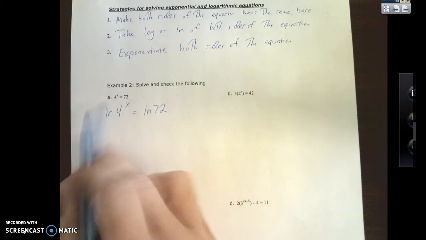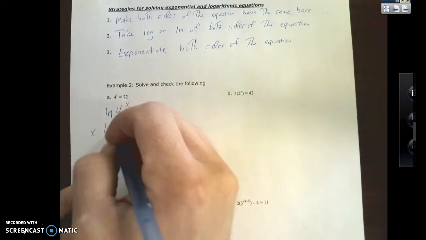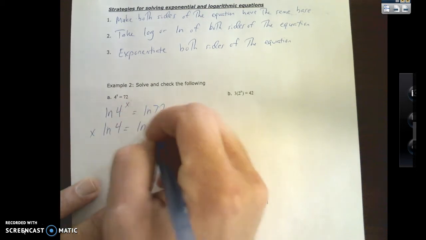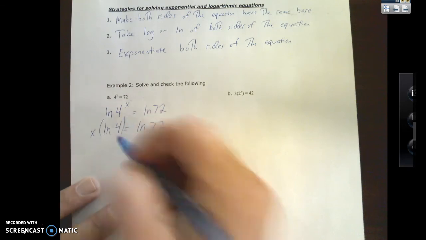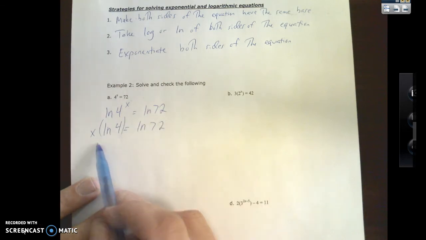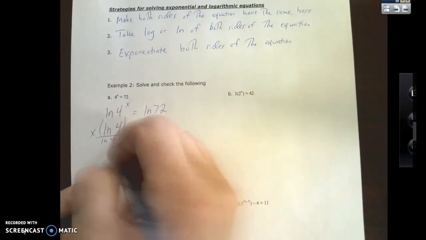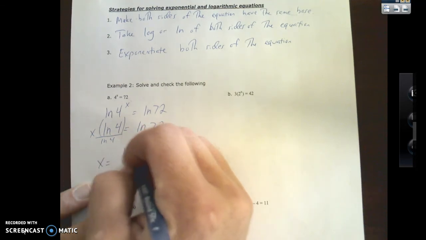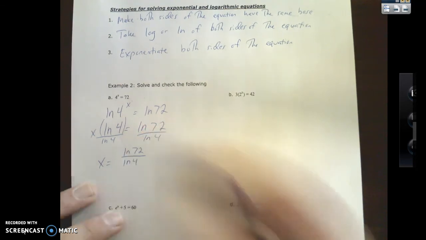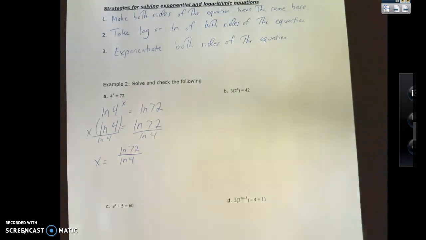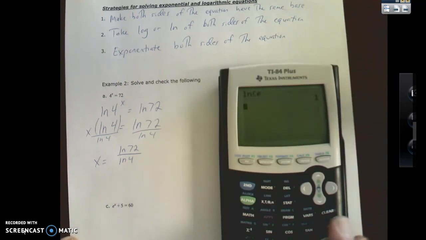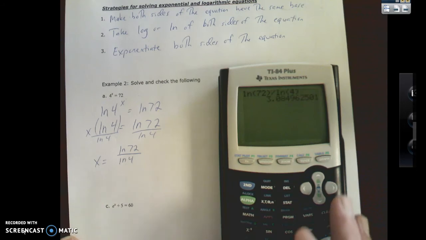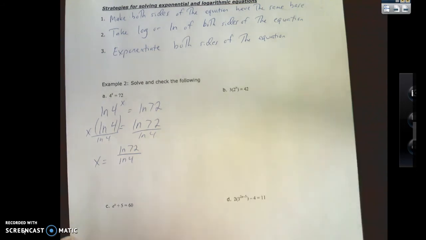Now the exponent gets pulled out front. x natural log 4 equals natural log 72. Now, I want to get x by itself, so I'm going to divide both sides by natural log 4. So x equals natural log 72 divided by natural log 4. And that's it, because I can literally come over here and go natural log 72 divided by natural log 4. So 3.08 would be my answer.